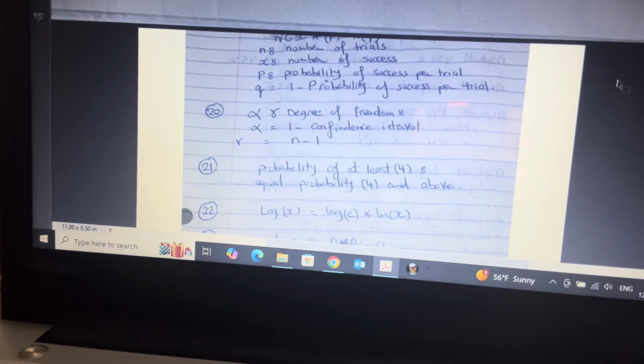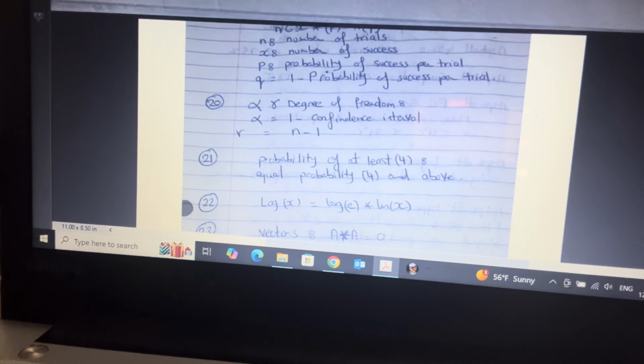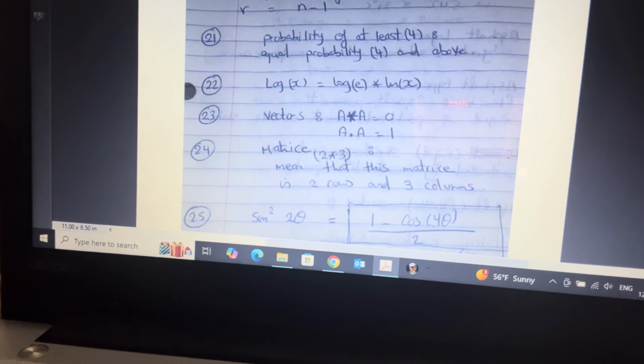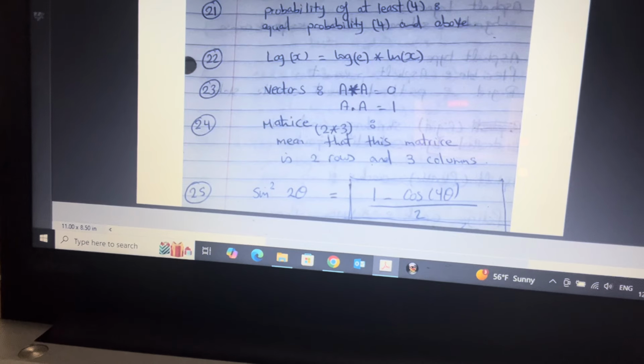Okay, in the math section, in the logarithms, we need to understand the relation that log x equals log e multiplied by ln x. Also in math section, in vectors, we need to understand that the cross product of a vector by itself equals 0, and the dot product of the vector by itself equals 1. For matrices, if you have matrix 2 by 3, it means that this matrix is 2 rows and 3 columns.